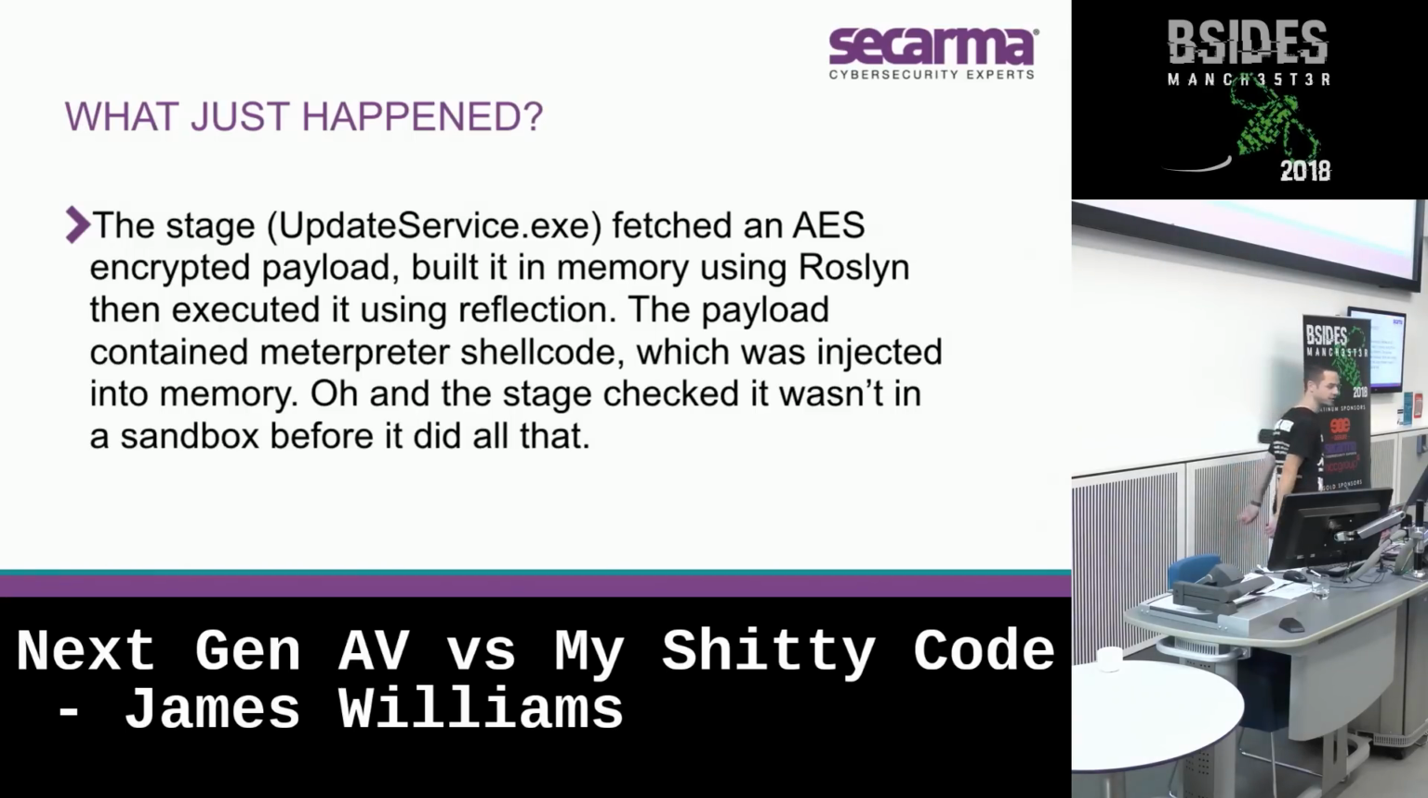So what just happened? The stage, which I'm calling updateservice.exe, just for a little bit of OPSEC, right? That fetched an AES encrypted payload, it built it in memory using Roslyn, then it executed it using reflection. The payload contained Meterpreter shellcode, which was injected into memory, and the stage checked it wasn't in a sandbox before it did any of this. So if you're in a sandbox, you can just exit out the process and do nothing.